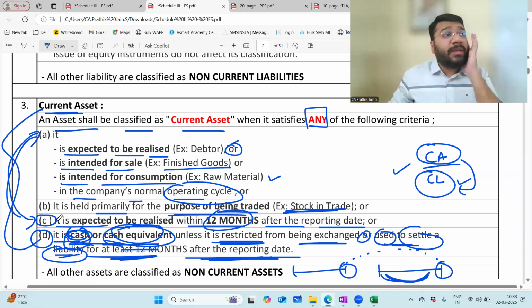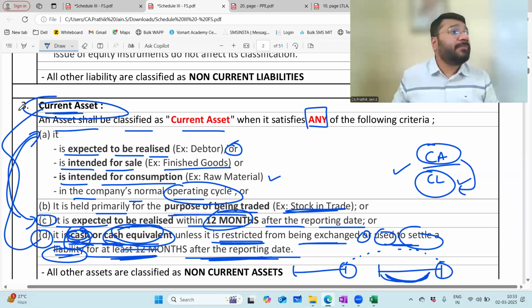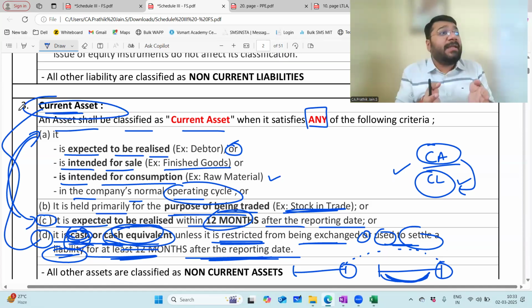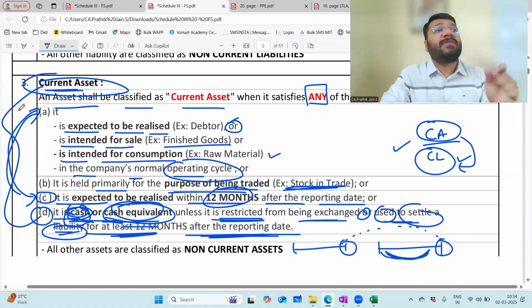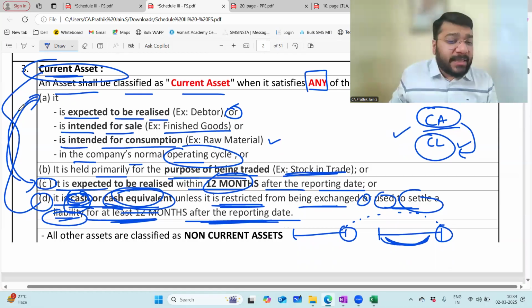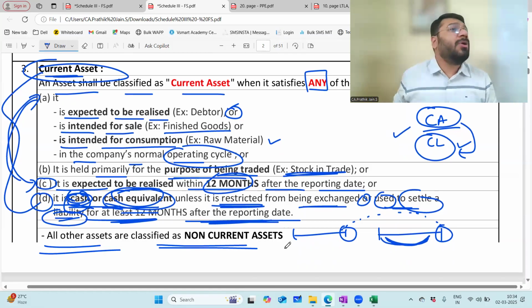So in Schedule 3, what they have done, they have defined current asset. They have not given any definition for non-current asset. They told if these points are taken care of, current asset. Otherwise, non-current asset. So non-current asset has been classified in the negative manner. So all the other assets which are not current assets are non-current assets. Any problem?